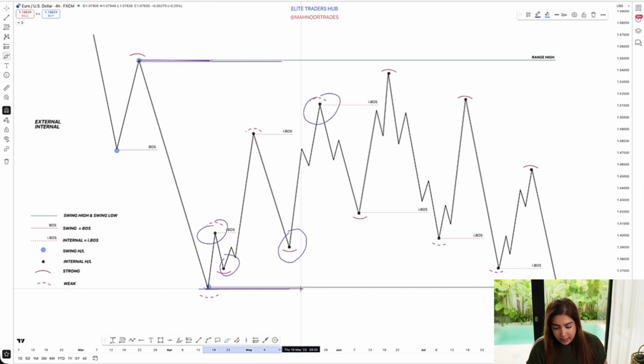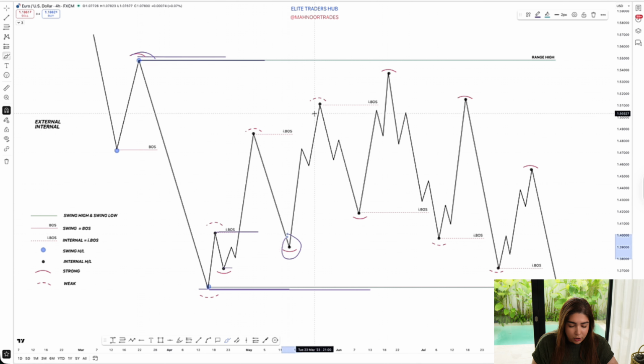Why is it internal? Because again, the range is this one here. So anything that is happening in between this range is going to be internal. Okay, so internal break of structure, price pushes higher, gives us a bit of pullback to create a higher low, then gives us another internal break of structure, carries on doing the same, makes a pullback, higher low created, right, to give us another internal break of structure.